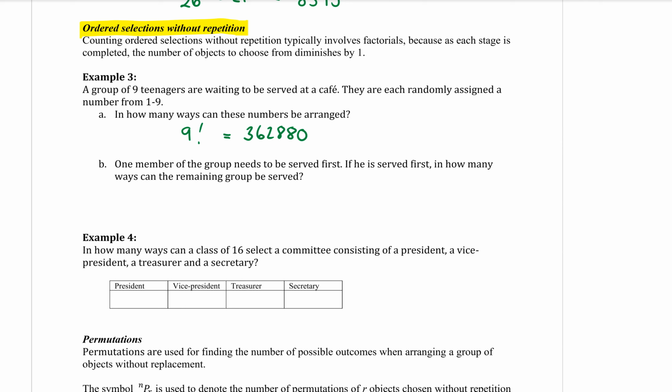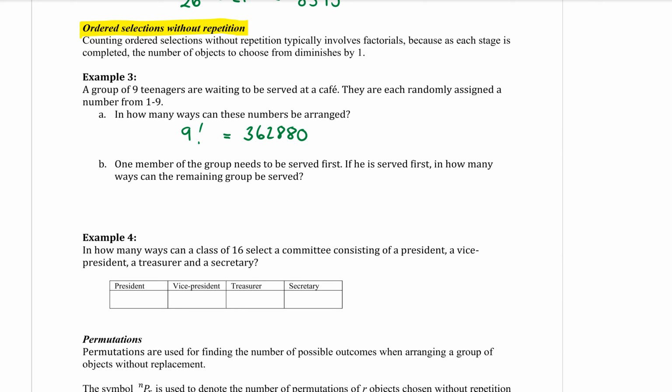All right, part B. We don't want to just stick with plain boring 9 factorials. That's too easy. Okay, so part B. One member of the group needs to be served first. So you're going to get questions where there is what we call a special case. Someone in there needs to be treated specially from the rest of the group. And so in this case, we have a special case because one person must be first.